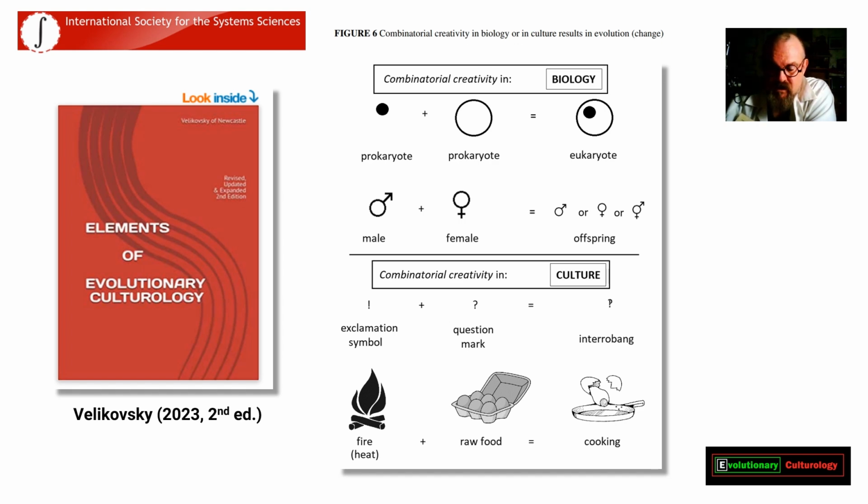And then down in culture, well, it's all culture really, because it's all information. Biology has information in it. Organisms are algorithms and systems. Anyway, combine an exclamation mark and a question mark and you get an interrobang symbol, which is the two rolled into one. Combine some fire or heat with some raw food and you get eggs for breakfast, cooking, whatever. Next, that's in Elements of EvCult.